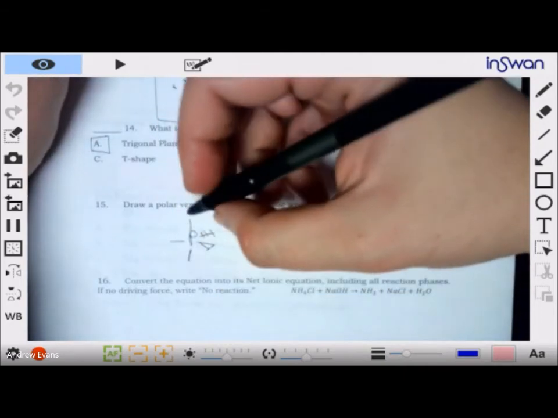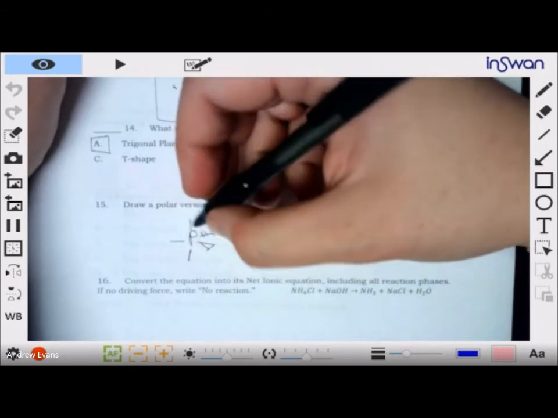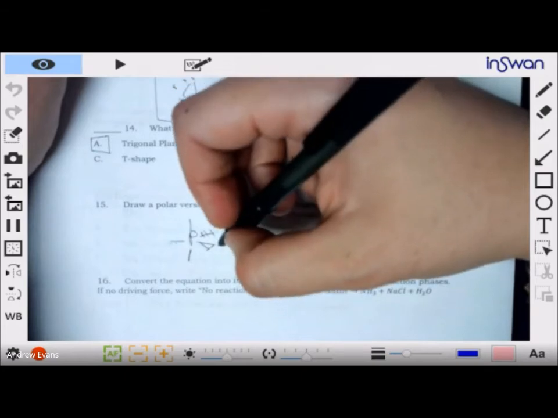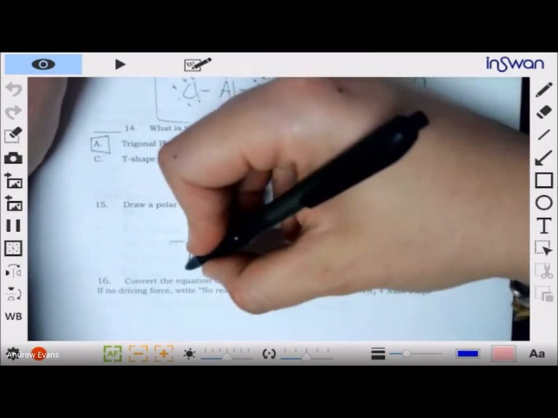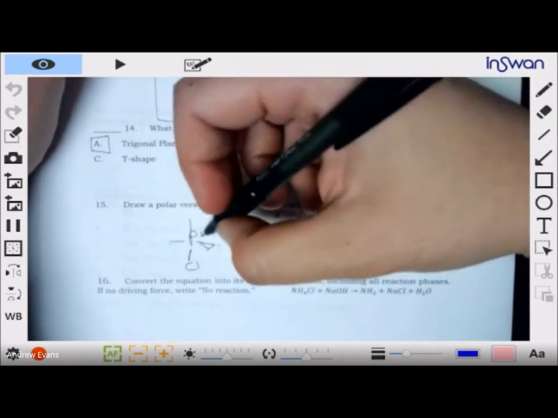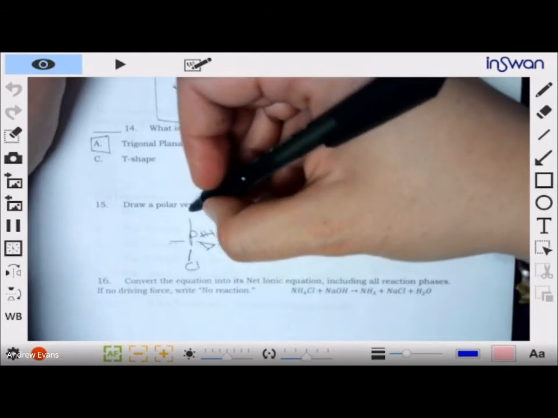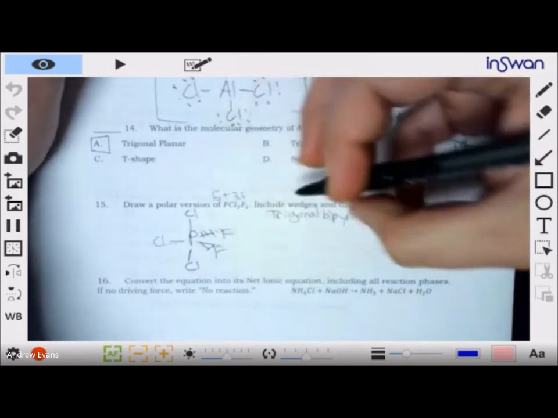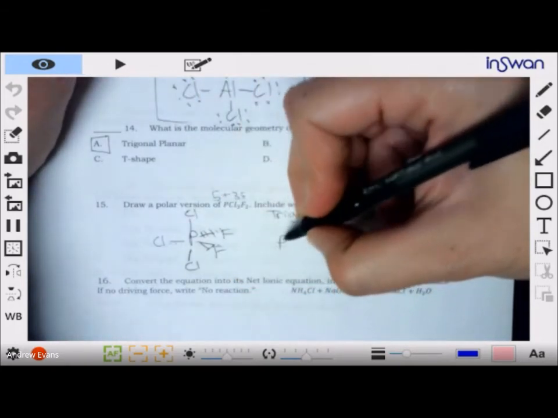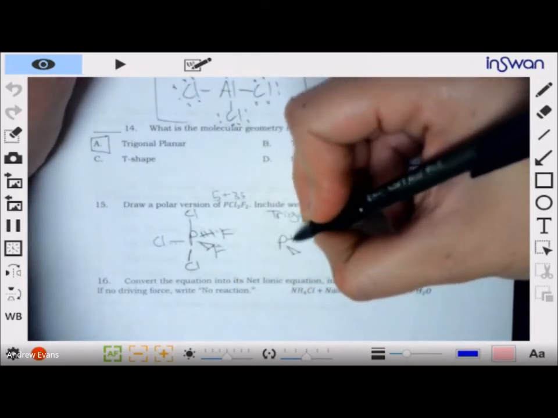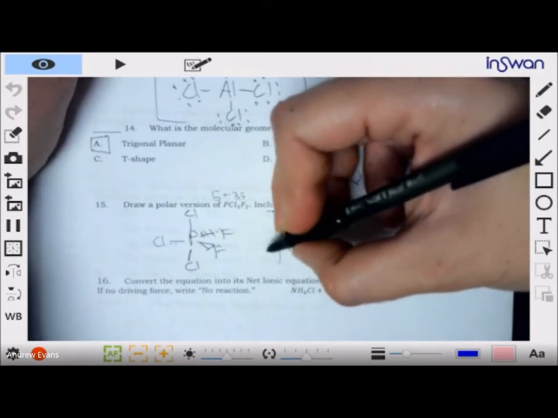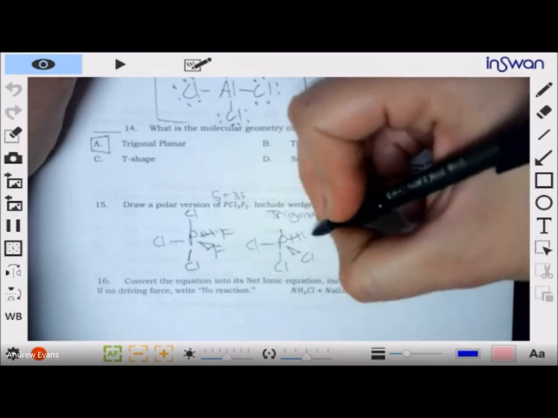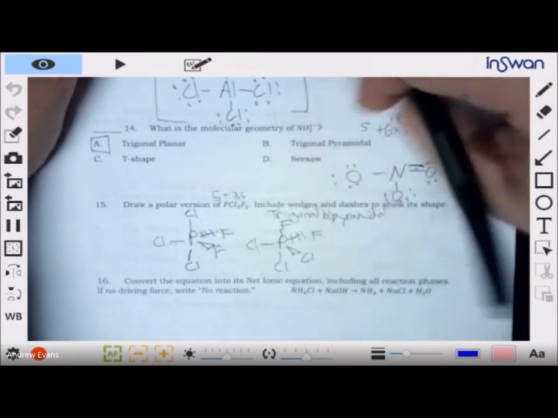Now, the only way to really screw this up is by putting all 3 Cl in this plane. As long as there's one Cl here, you are good. You do Cl, Cl, Cl, F, F. That is polar. Or you could do it like this: Cl, Cl, Cl, F, F. And that would also be polar.